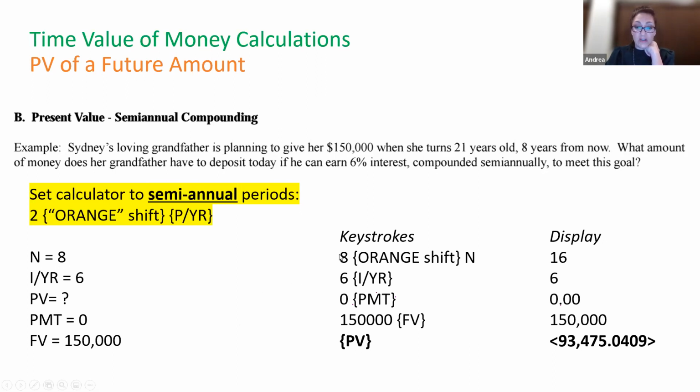So here's our keystrokes. You're going to hit the number 8 because it's 8 years, your orange shift button, and then you're going to populate it in the N button and it will display 16 because it's 16 periods because it's semi-annually. 6 is your interest rate. There is no payment. And then it's $150,000. That's our future value. And we are solving for present value, which is $93,475.